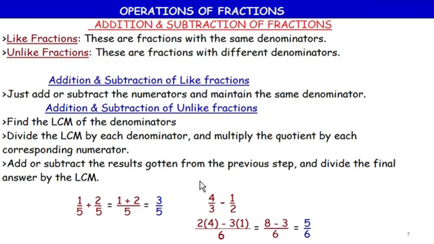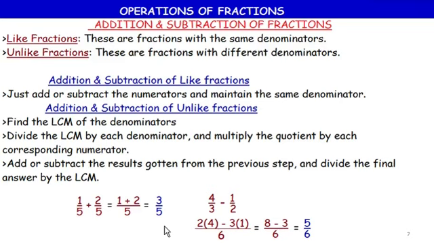Now what if the fractions are unlike? How do we do it? To help us understand, let's look at this example. We are to solve 4/3 minus 1/2. Now the first thing is to find the LCM of the denominators. So we are going to find the LCM, the least common multiple.